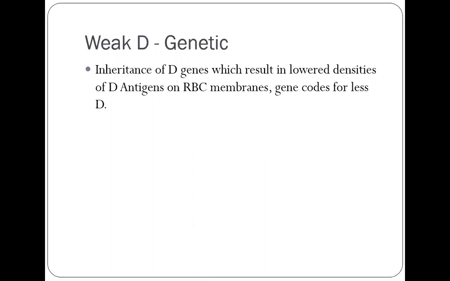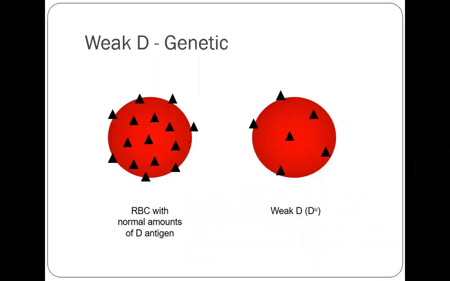So I'm just reiterating again each of the 3 different mechanisms. And here's our genetic difference where we have normal amounts of D antigen and then we have less amount of D antigen because of a gene inheritance.